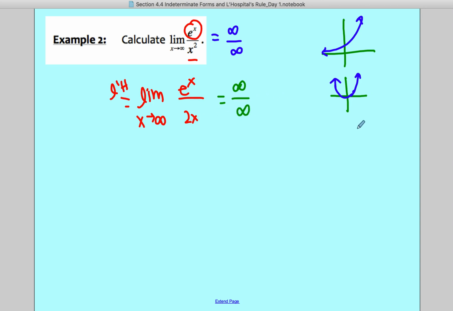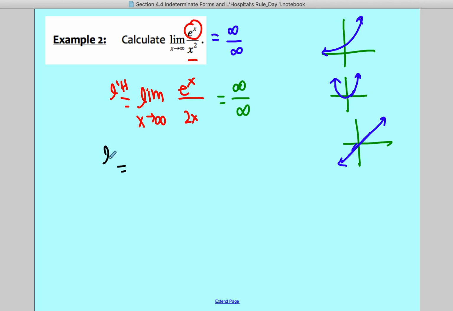If you're not sure, what I would say is graph. What does 2x look like? It's a line with the slope of 2. So as you go to the right, it's going to continue to go to infinity. So once again, I have infinity over infinity. So I'm going to go ahead and use L'Hopital's rule one more time. The reason I know it's only going to be one more time is that the derivative of the denominator is just 2.